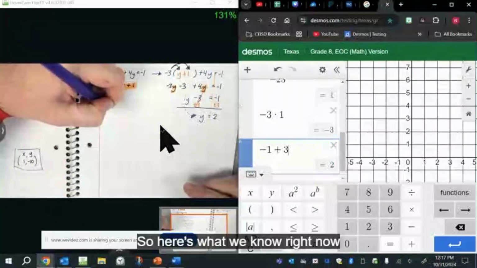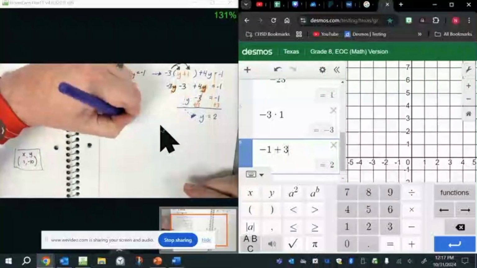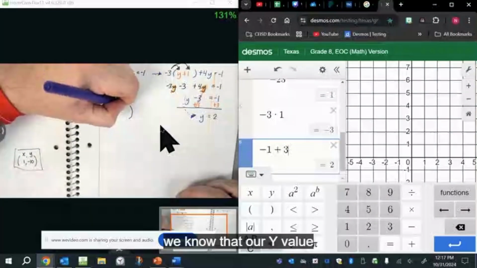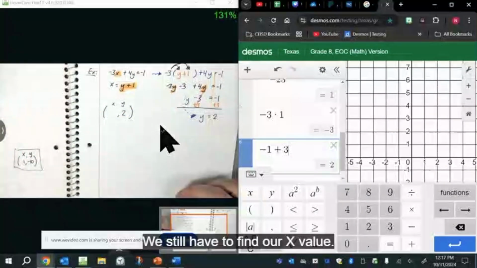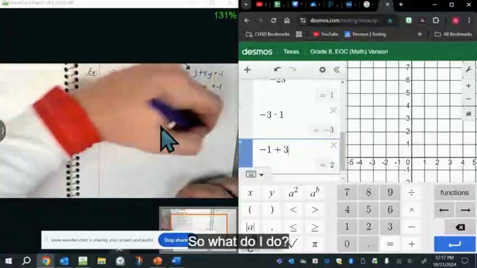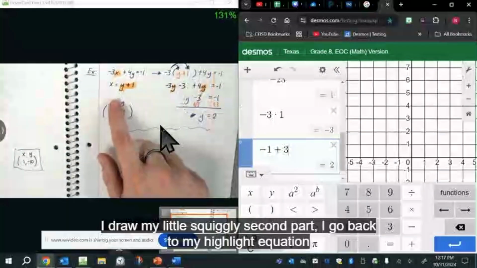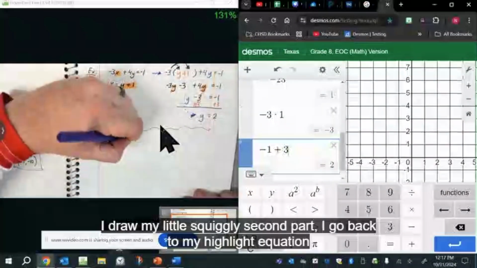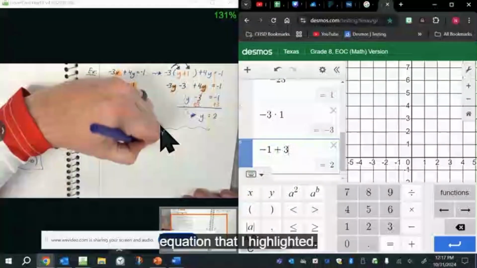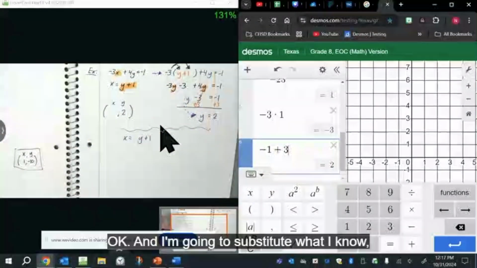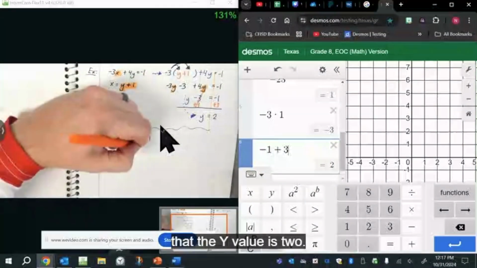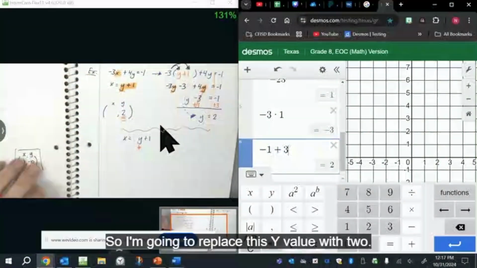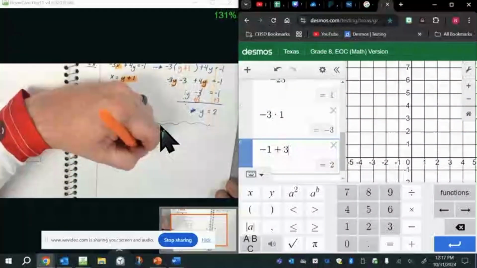So here's what we know right now. We know that our y value is 2. We still have to find our x value. So what do I do? I draw my little squiggly, second part. I go back to the equation that I highlighted, and I'm going to substitute what I know. I know that the y value is 2. So I'm going to replace this y value with 2.